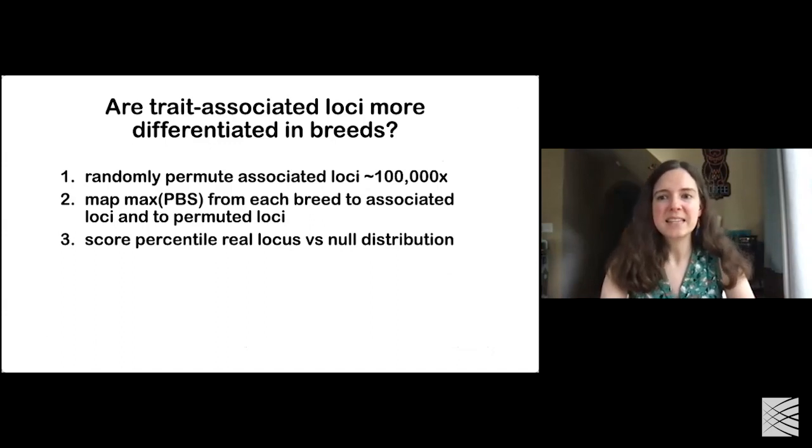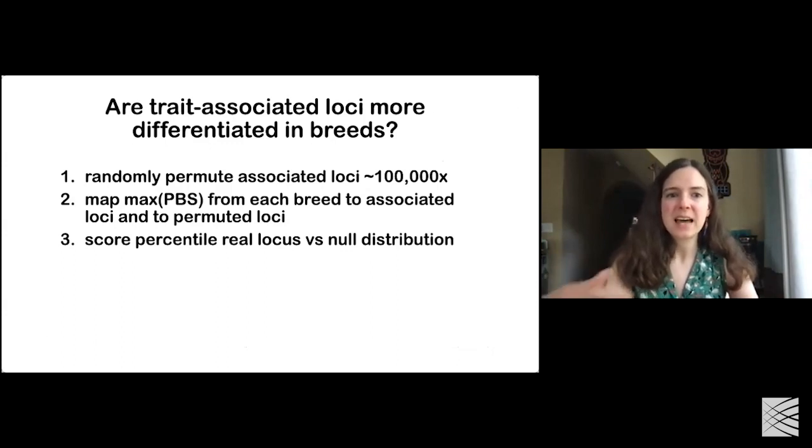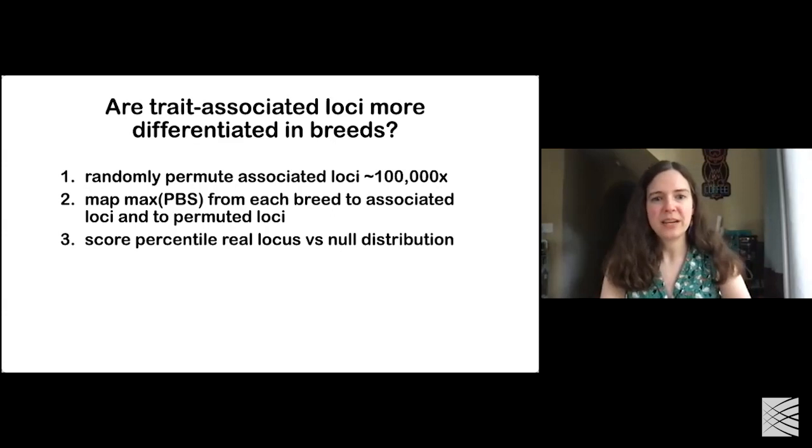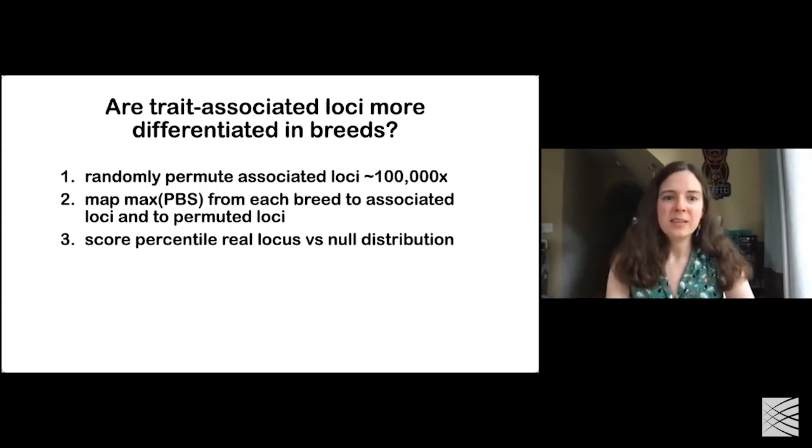So the way I tested whether trait-associated loci, like those in the howling GWAS, are more differentiated in breeds, is I randomly permuted the associated locus over 100,000 times. And then I mapped the maximum PBS from each breed to both the associated locus and its permuted loci. Then I scored the percentile that the real locus falls in relative to the null distribution formed by the permutations.